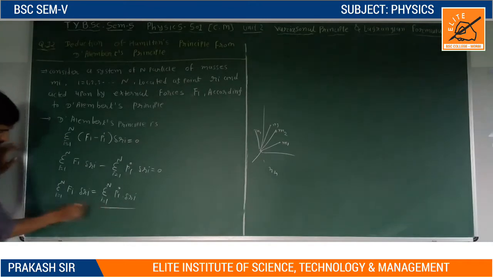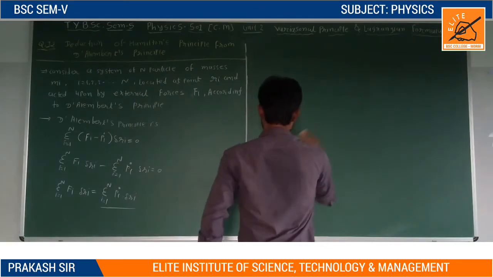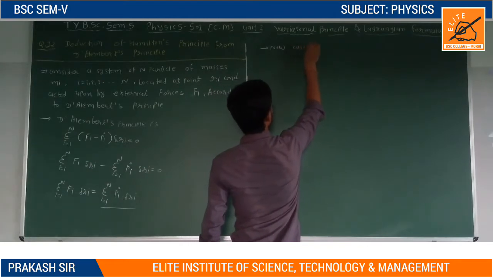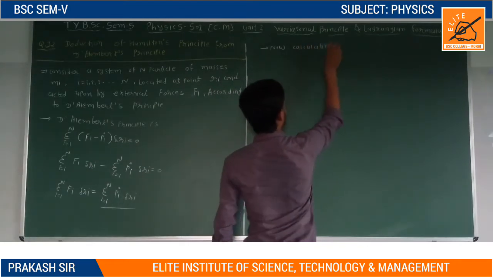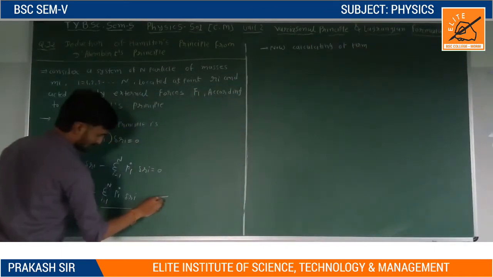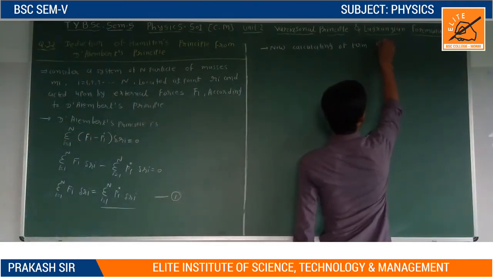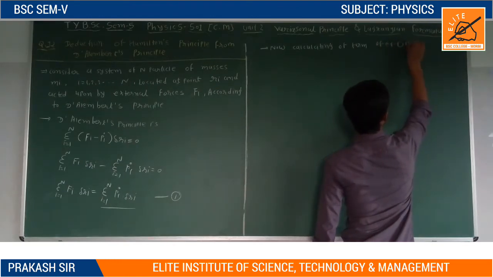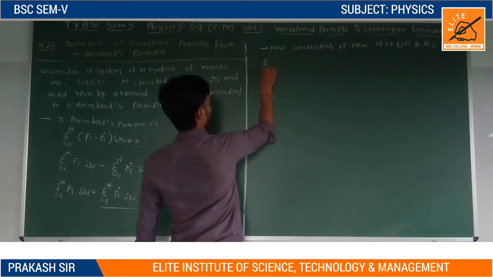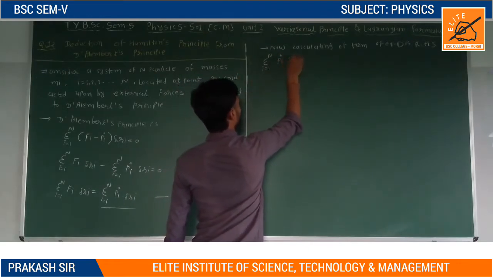Here, first calculate the right-hand side term of equation number 1. So the right-hand side is summation over 1 to n particles of pi dot into delta r.